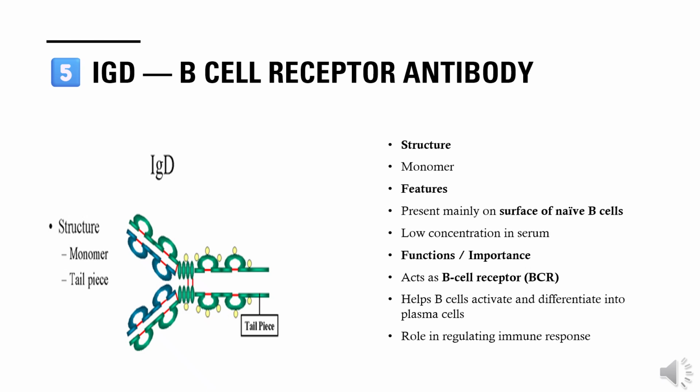The last antibody is IgD, which can be observed as B cell receptor antibody. It is also monomeric in structure. It is present mainly on the surface of the naive B cells, low in concentration in serum. It acts as a B cell receptor and helps B cells activate and differentiate into plasma cells and has a very important role in regulating the immune response.